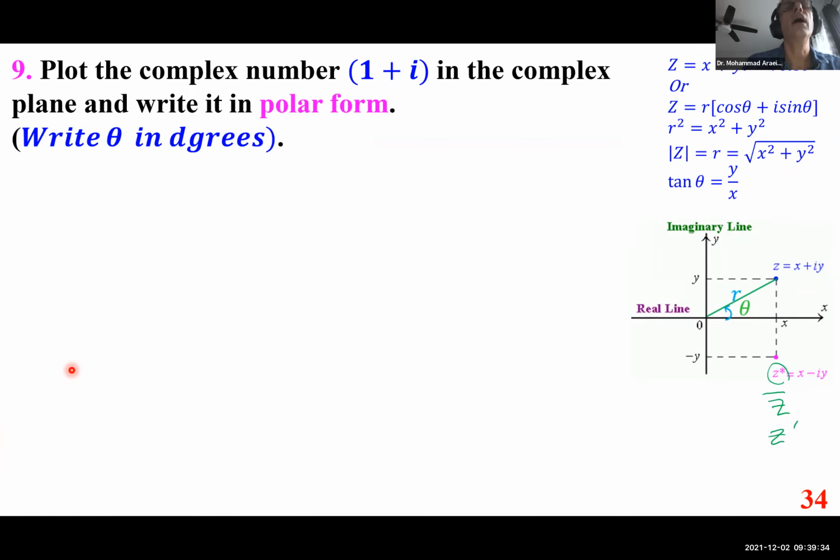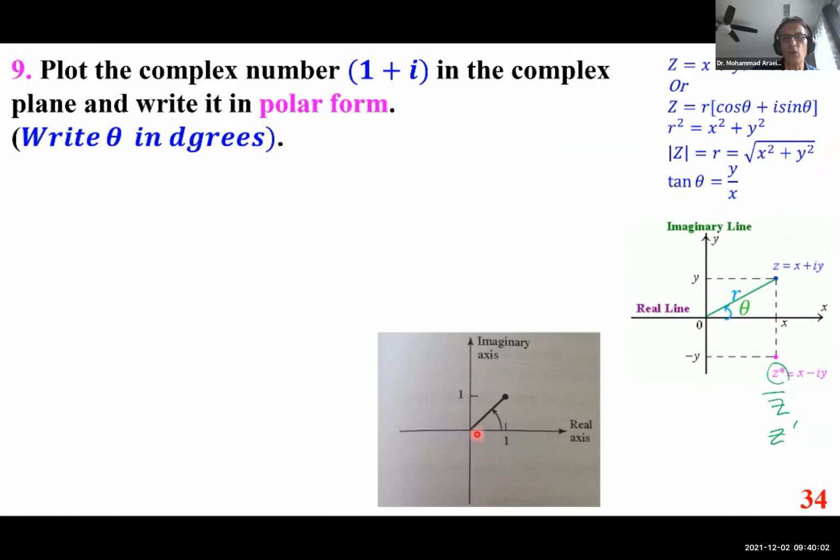All right, so we are going to plot the complex number 1 plus i in the complex plane and write it in polar form. In other words, this is x plus yi. x is 1, y is 1. That means go 1 along the x-axis, meaning the real line, and 1 along the y-axis, meaning the imaginary line. 1 and 1, and that's the point.